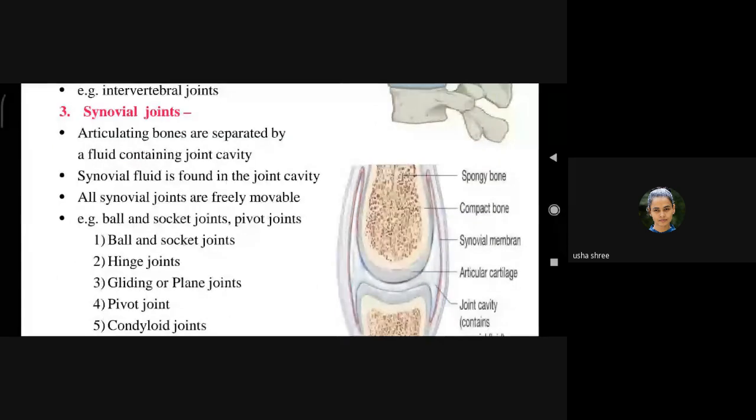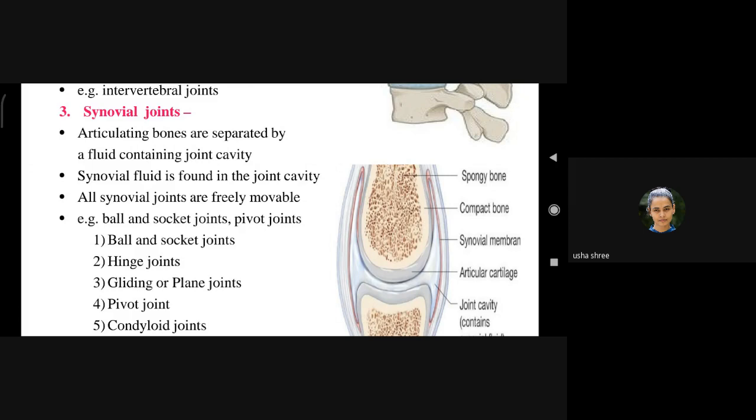Next one is the synovial joint. In a synovial joint, the articulating bones are separated by a fluid-containing joint cavity. We can see here a joint cavity. A joint cavity is present in this type of joint, known as synovial joint, and this joint cavity is filled by synovial fluid. So this is an important question: a joint cavity is only found in synovial joints, and these joint cavities are filled by synovial fluid.